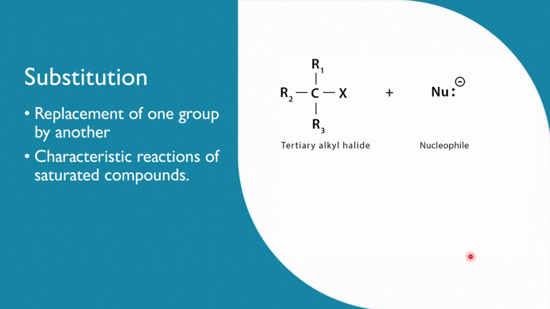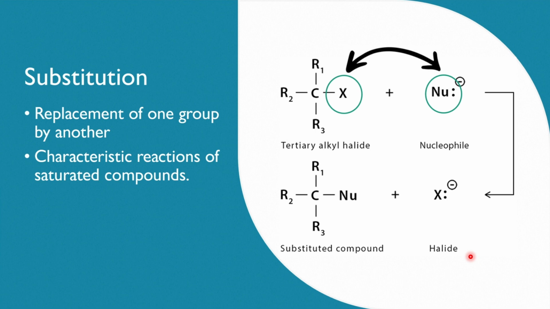A substitution reaction happens when an atom or group of atoms of the substrate is replaced by another atom or group of atoms. This is characteristic of saturated compounds, which are organic compounds where all the carbon-carbon bonds are singly bonded to each other. In this example, X is being substituted by a nucleophile, giving two products. Since X is substituted by a nucleophile, this reaction is named nucleophilic substitution.